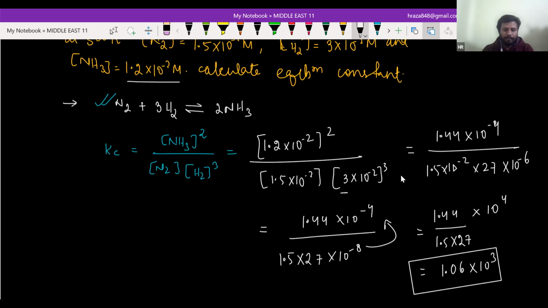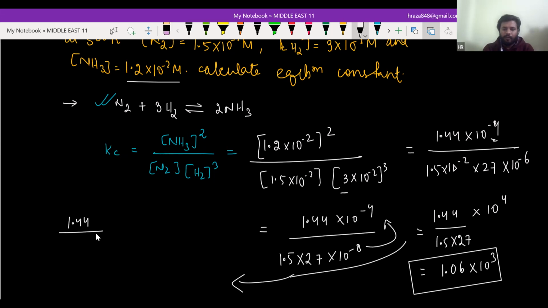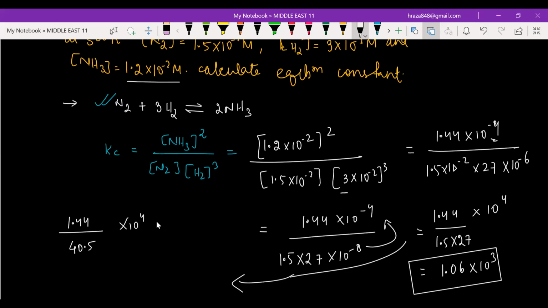If you're done with this, let me know. Sir, how is 1.44 by 1.5 into 27 equal to 1.06? It's 0.035, right? Okay. Let me check it also. It is 1.44, and if you multiply 1.5 into 27, that will be around 40.5, right? And here it is 10 raised to the power 4. If we divide 1.44 by 40.5, okay, there is maybe a slight mistake. Wait a minute, N2 plus 3H2, there is only one N2. 1.5 into 27: 3 threes are 9, 9 threes are 27. It will be 40.5.